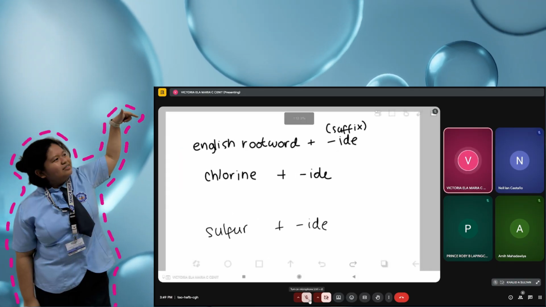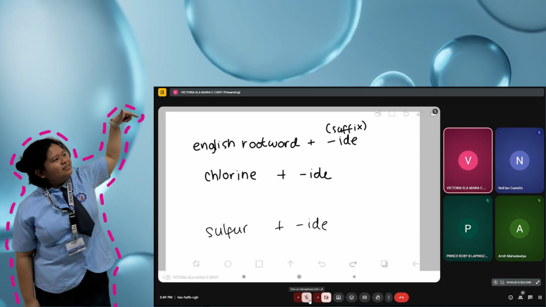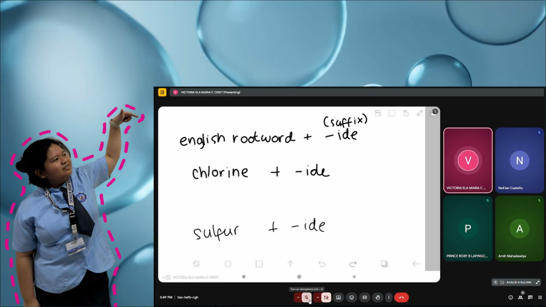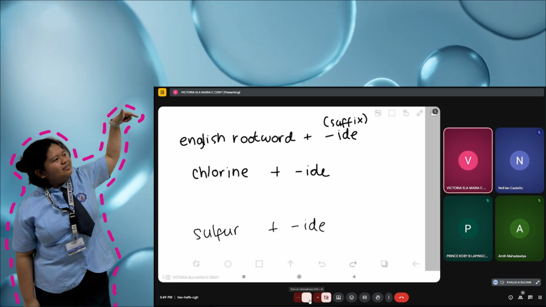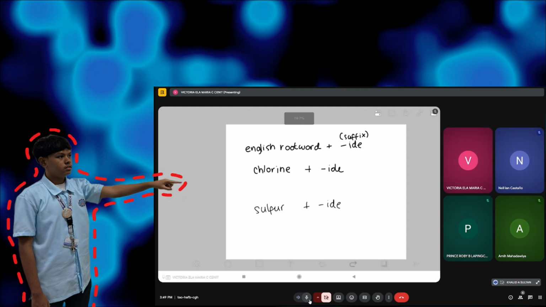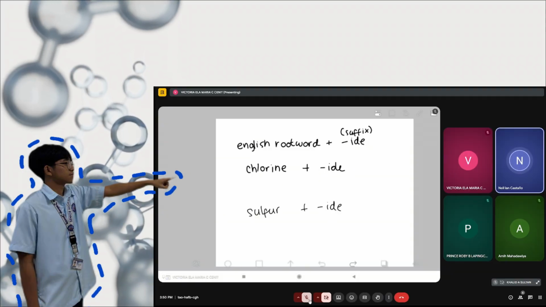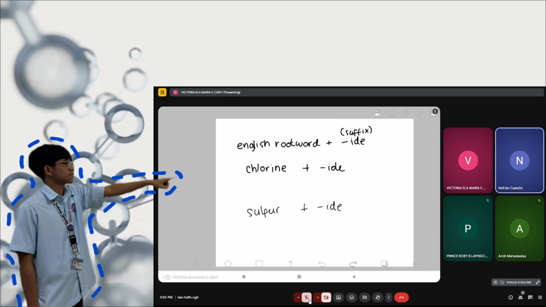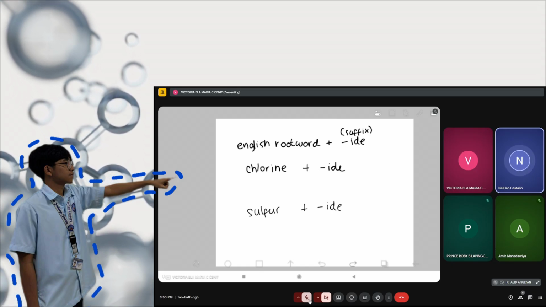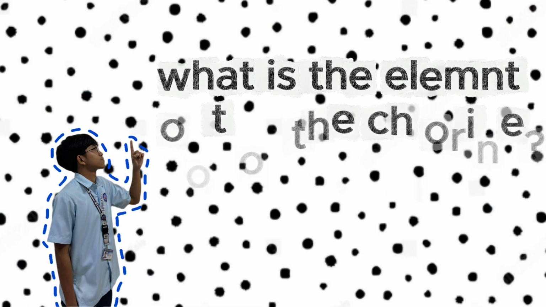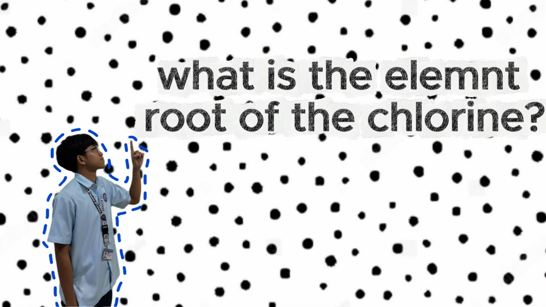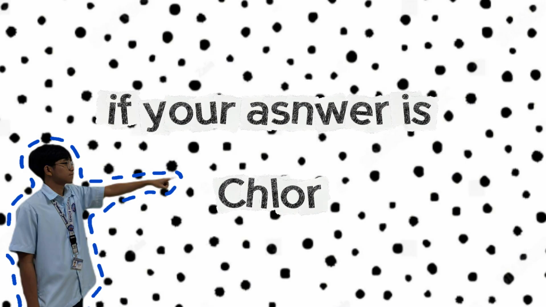Chlorine plus IDE would become chloride, even if it has just one atom, negative atom. Got it. Show me some examples. Now, for this example, we will be using chlorine. And before we do, let's spot the element root. Can you tell me what is the element root of the word chlorine? If your answer is chlor, then you are correct.